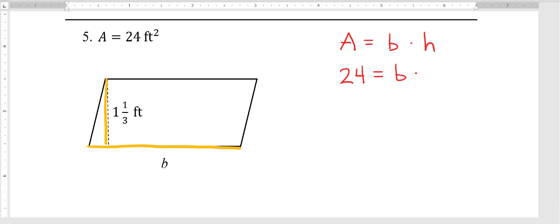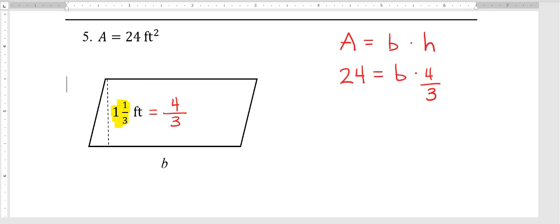All right, let's go look for the height. The height is 1 1/3 feet. I can't write 1 1/3 over here. It is a mixed number. I need to go to an improper fraction. I'm going to keep my denominator of 3. 3 times 1 is 3, plus 1 is 4. 1 1/3 is equal to 4/3. That's the number that I'm going to put here, 4/3. Here's my mathematical equation, 24 equals B times 4/3.